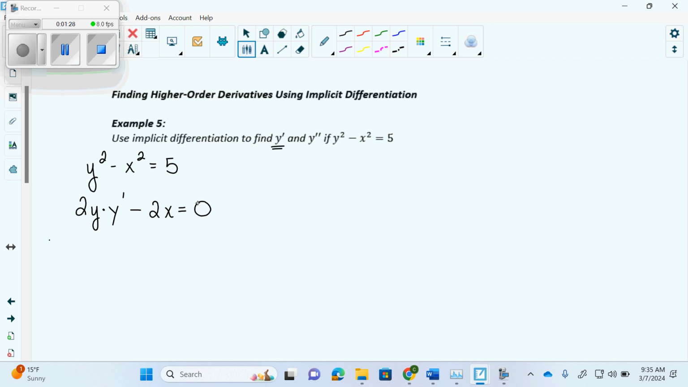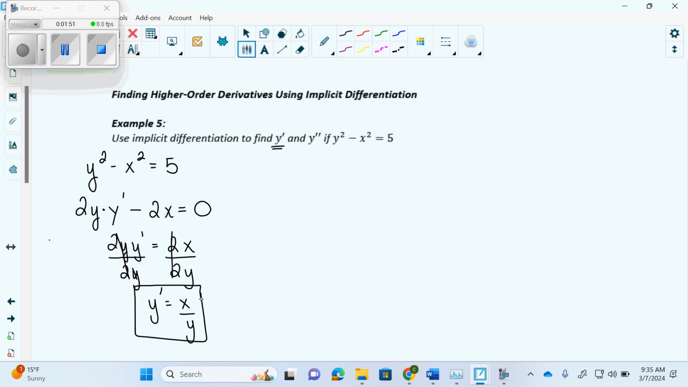All right. So we're going to move that 2x over. 2y prime equals 2x, by adding it over. Divide by 2y. And y prime equals x over y. Now with implicit, you actually need to do the derivative of that to get y double prime. You're also going to need to use your y prime. So we have y prime equals x over y.